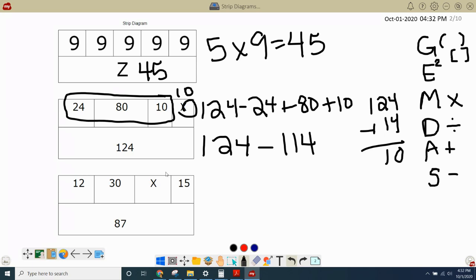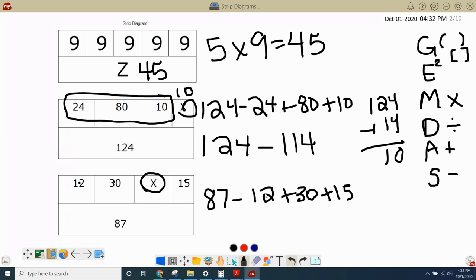Okay? All right, let's look at this one. This is very similar to this one, just with different numbers. We have a total bar, which is 87. We're trying to find what is missing. So we know this together, and this needs to go together. So we're subtracting that. And we're going to put these 3 numbers together.